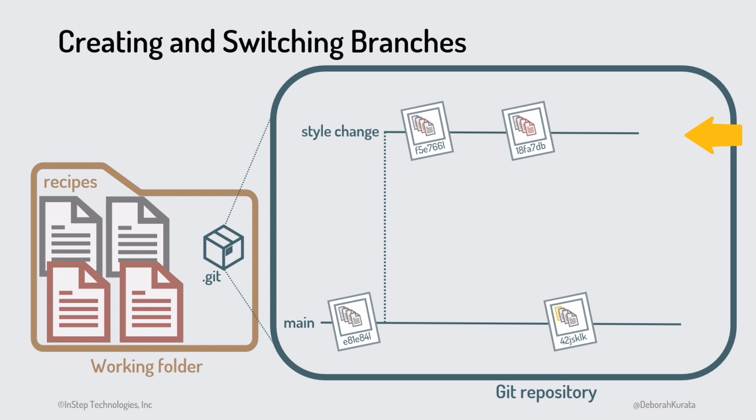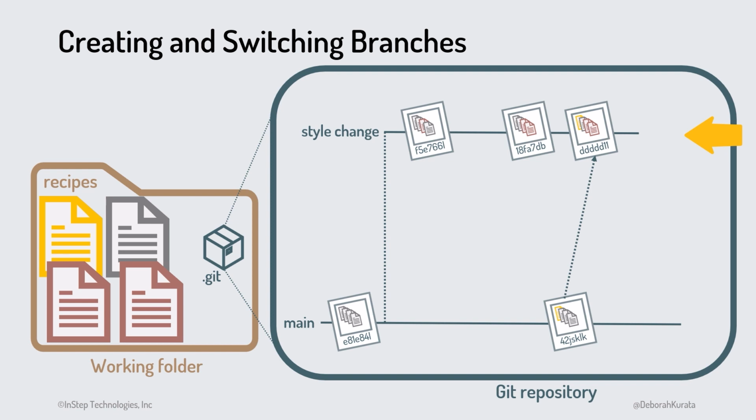But wait, our main code branch now has our login fix, but our style change branch does not. At some point, before the style change task is merged, we need to pull in the login change from main. We merge the latest changes from our main branch into the style branch, resolving any merge conflicts. This creates another commit. Notice that our working folder now reflects both changes.